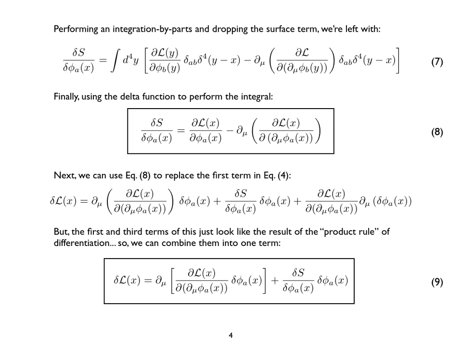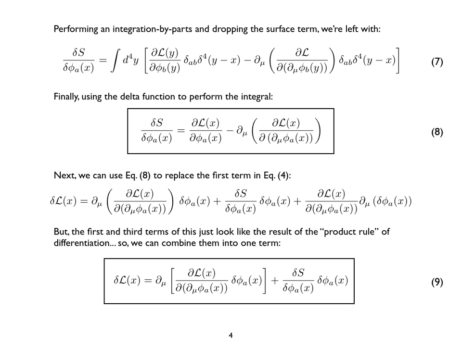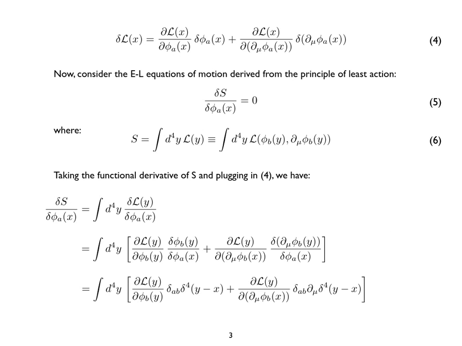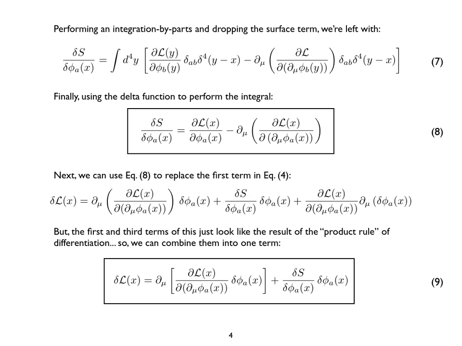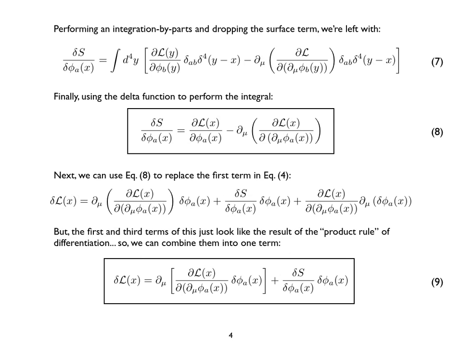Now what do I want to do? I'm going to use the equation we wrote down before, the variation of the Lagrangian, to replace one of the terms that I have up there. Which one is it? It looks like it's the first term. So the term that looks like dL/dphi, I'm replacing it with this stuff.